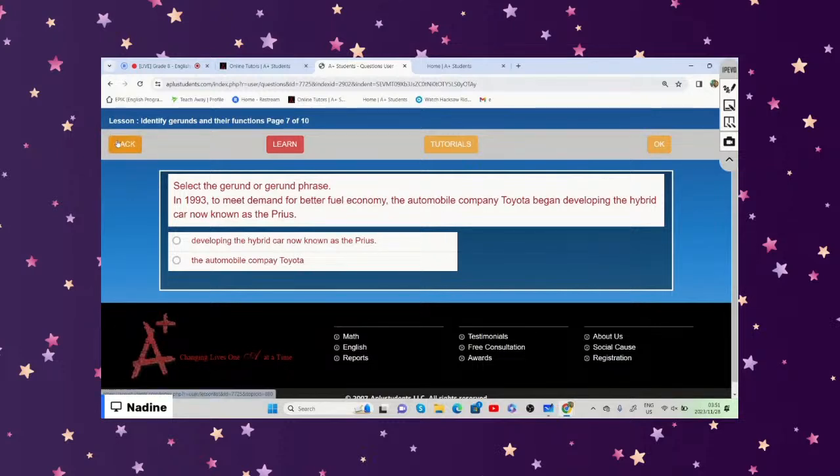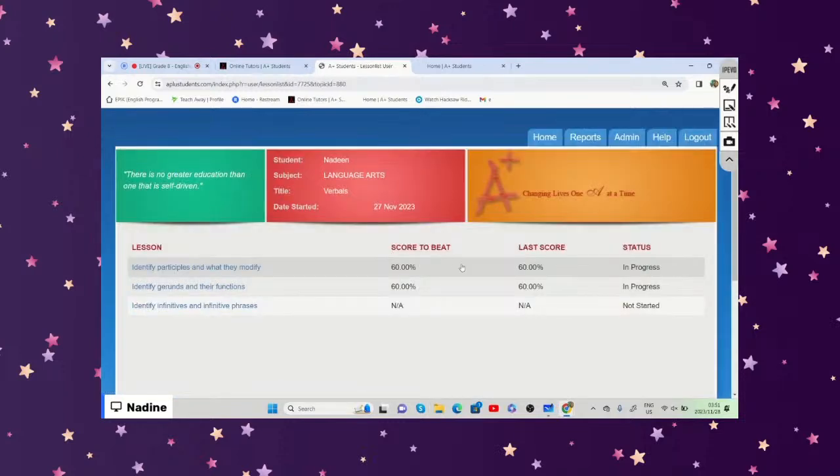All right, so that is now the end of our lesson on verbals. And we spoke about identifying participles and what they modify. And the participle basically acts as an adjective that modifies the noun. And remember, adjectives basically tell us about nouns. And then we had to identify gerunds and their functions. So gerunds end in ing. Gerunds can either act as a subject, or an object of a verb, or an object of a preposition.